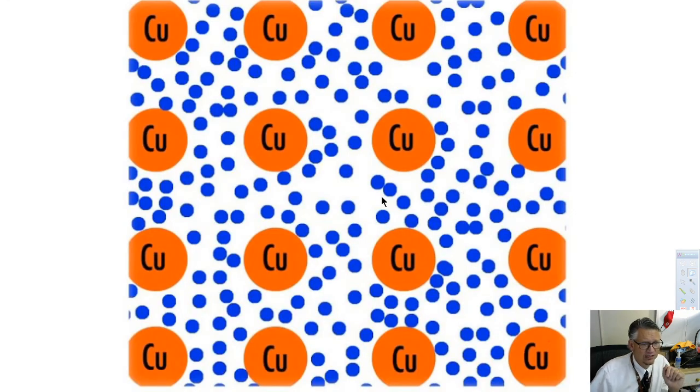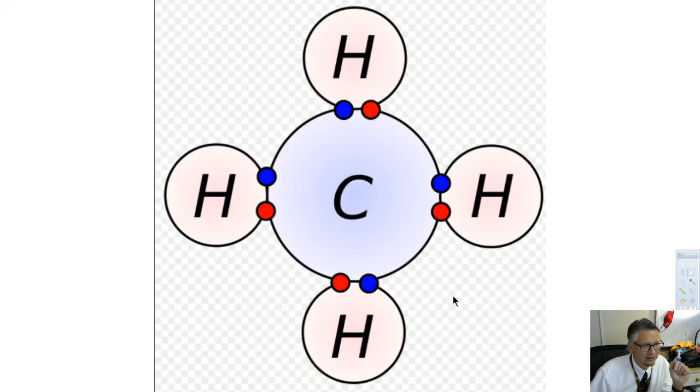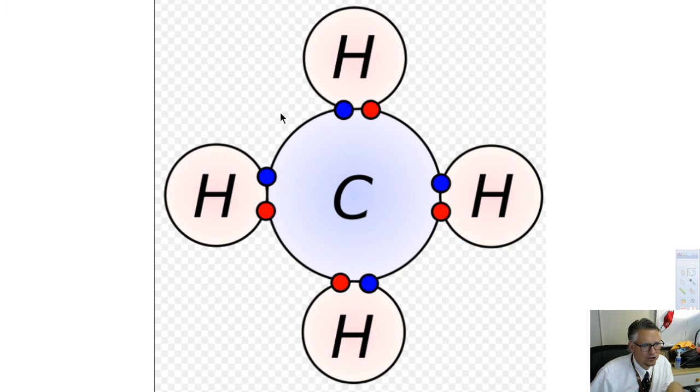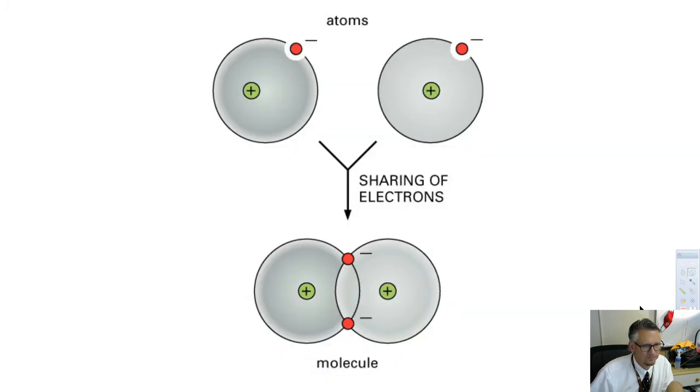Oh, there's our sea of electrons. In this case, it's telling us that it's copper in a sea of electrons, so that's going to be metallic. Hydrogen, as soon as we see hydrogen, we have covalent. Hydrogen is sharing with copper.